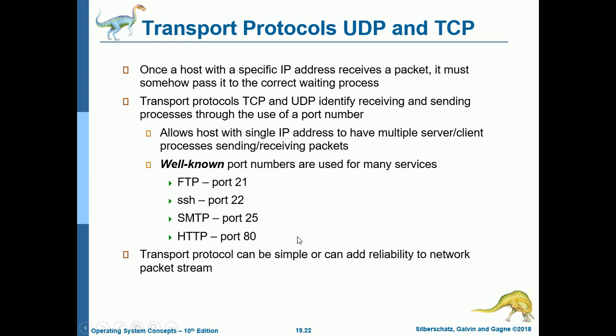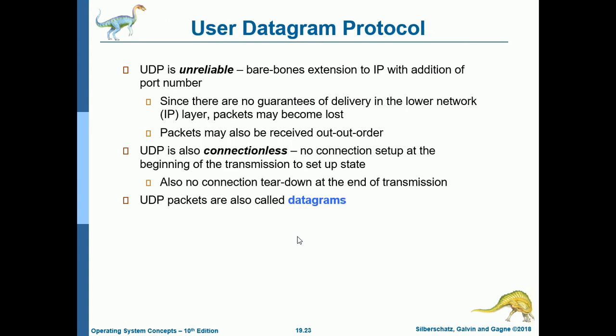A transport protocol can be simple or can add reliability to the network packet stream. I've already mentioned the User Datagram Protocol, or UDP. It is said here that UDP is an unreliable, bare-bones extension to IP with the addition of a port number. Why unreliable? Since there are no guarantees of delivery in the lower network or IP layer, packets may be lost. That's why UDP is unreliable. Packets may also be received out of order.